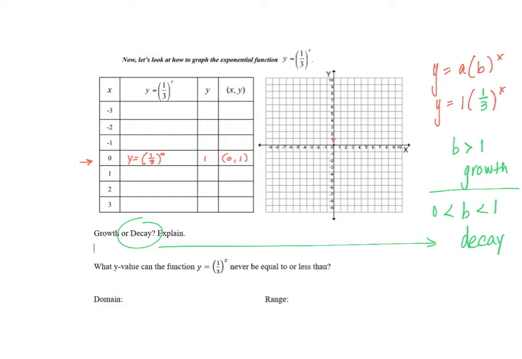So growth means that my curve is going to increase from left to right. Decay means that my curve is going to decrease from left to right. As the x's get larger and larger, the y values get smaller and smaller and smaller. All right, so let's see if my graph does look like a decay model. Let's plug -3 in.